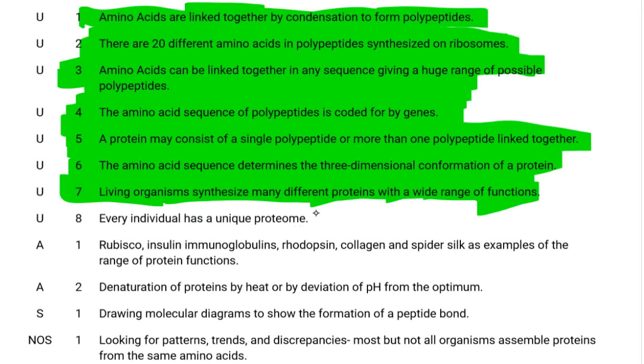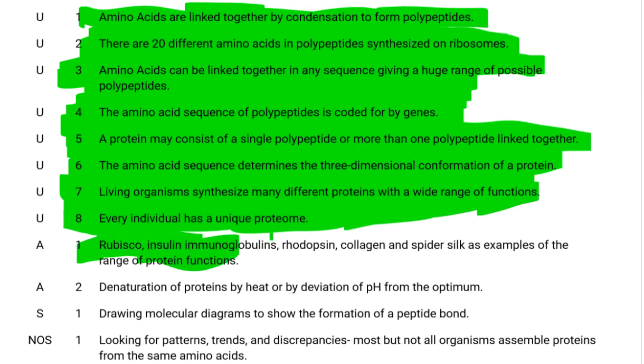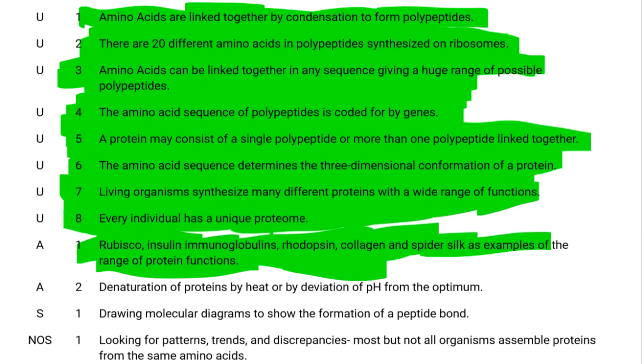Every individual has a unique proteome. That's true because remember, every individual has a unique genome, and the proteome is larger than the genome. Just because the genes code for a particular protein, the sequence is not the only thing. There are actually other interactions that occur. So your proteome is going to be larger than your genome. Rubisco, insulin, rhodopsin, collagen, and spider silk are the examples of proteins you need to remember. It's not much memorization if you use my mnemonics.